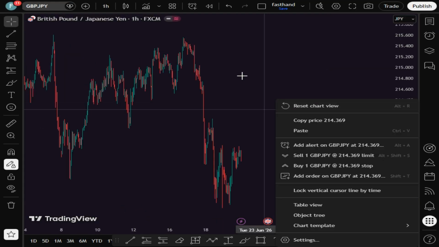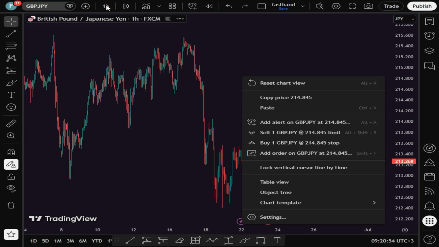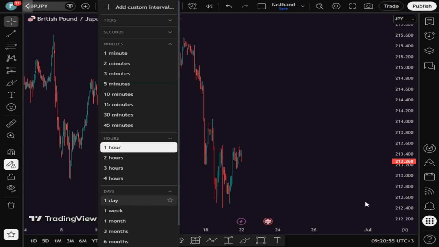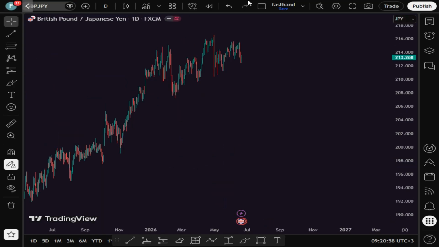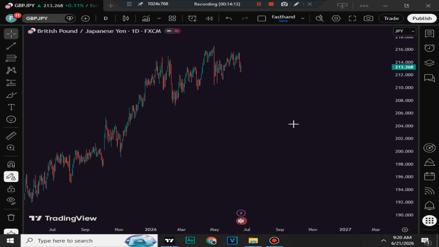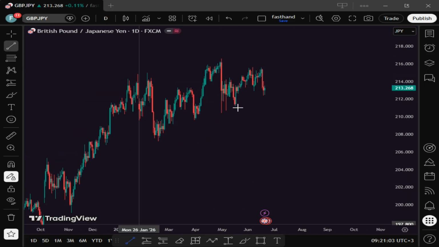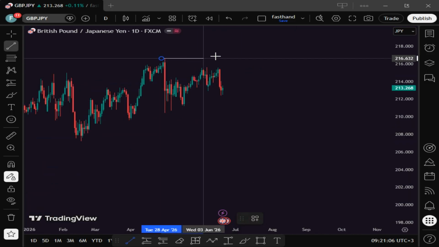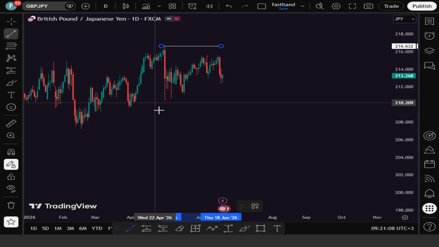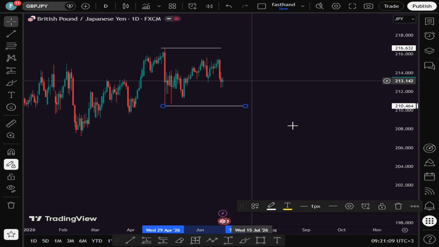Do I have anything on GBPJPY? All right, so the same thing, I'll go back to the daily time frame and see what GBPJPY is forming. First things first, what did we talk about? We talked about having that level, our supply zone, mark that, and then our demand zone.